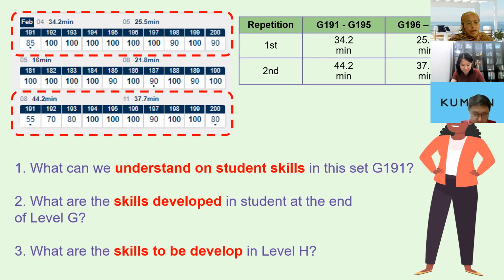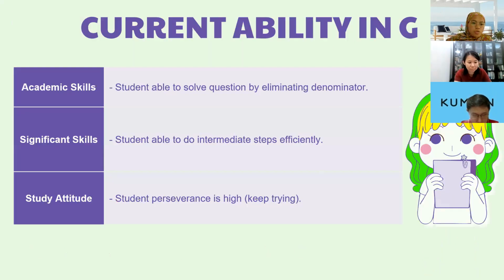Okay, so that's why I discussed with you, and we just now already identified. Maybe we can go to this one. I actually summarized it. In terms of Nikash's ability in level G, academic skill is excellent, able to solve questions by eliminating the denominator quickly. I should write quickly or immediately for him. So he doesn't have any problems. And in terms of significant skill, he is actually able to do intermediate steps efficiently.